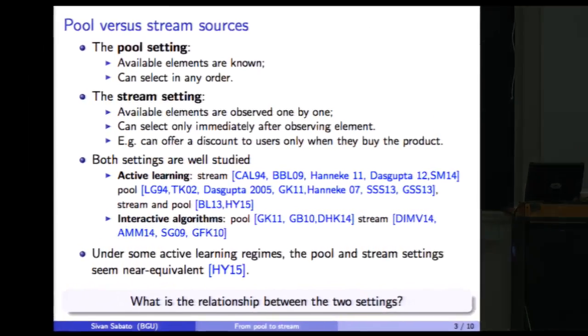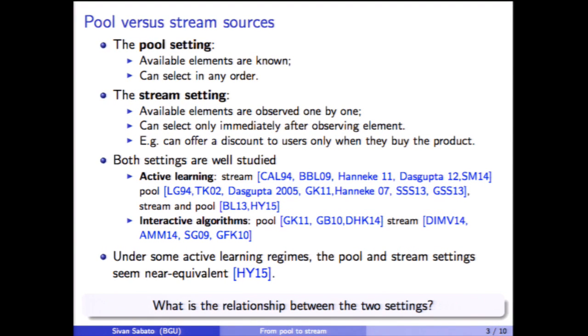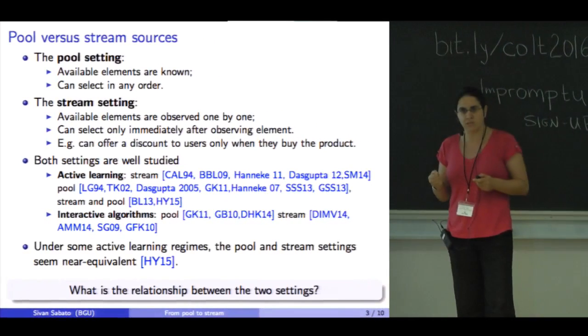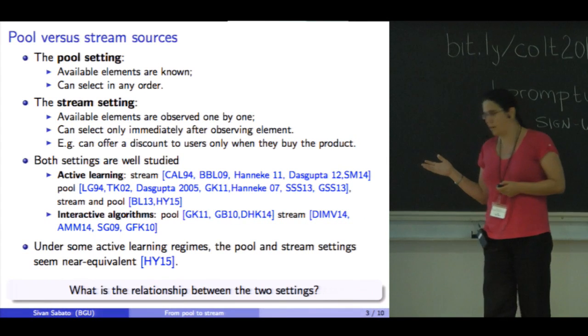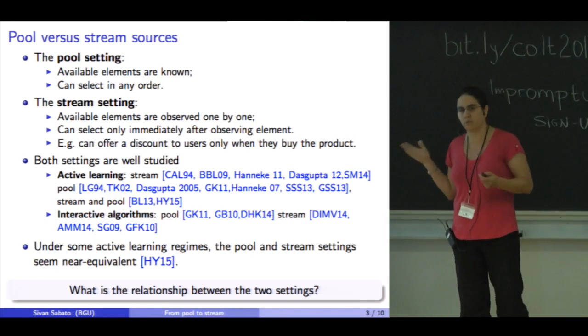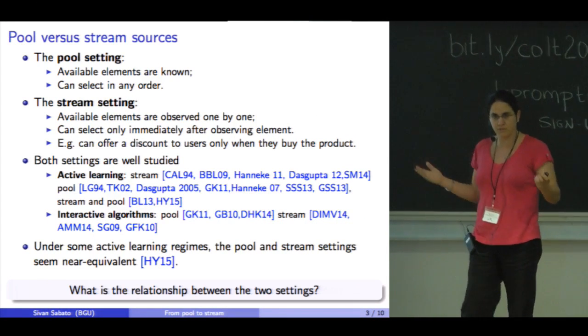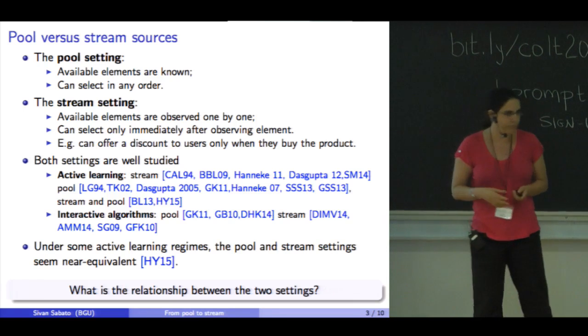Both settings have been really well studied for different applications. A lot of work in active learning, both in the stream setting and in the pool setting, and some works that apply to both. Works in interactive learning as well, interactive algorithms as well, both in the pool setting and the stream setting. In some regimes, for instance, in active learning, we actually have results that show that the pool and stream settings seem near equivalent. But what I want to ask here today is, what is the general relationship between these two settings in a very general sense for general interactive algorithms?